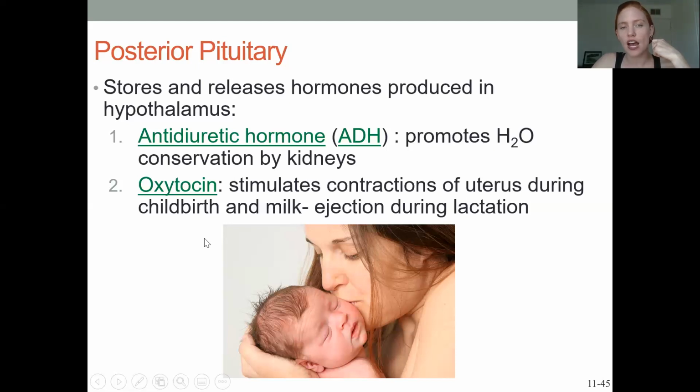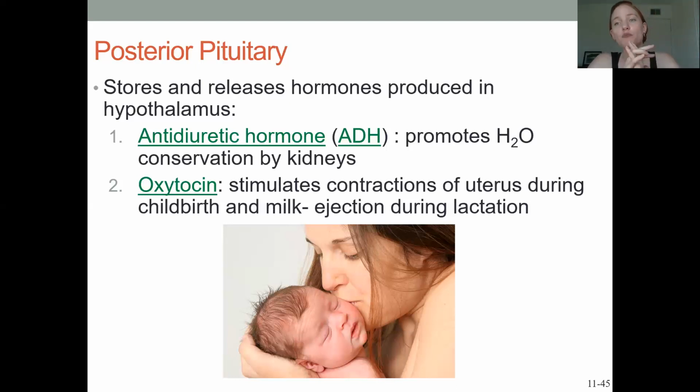The other thing it has to do with is milk ejection, because in the mammary glands you have smooth muscles surrounding the milk glands. When the oxytocin stimulates that smooth muscle, it contracts, and that causes the milk to flow out through the nipple. Remember that prolactin, produced by the anterior pituitary, makes the milk in the first place, but oxytocin is how you get the milk out.